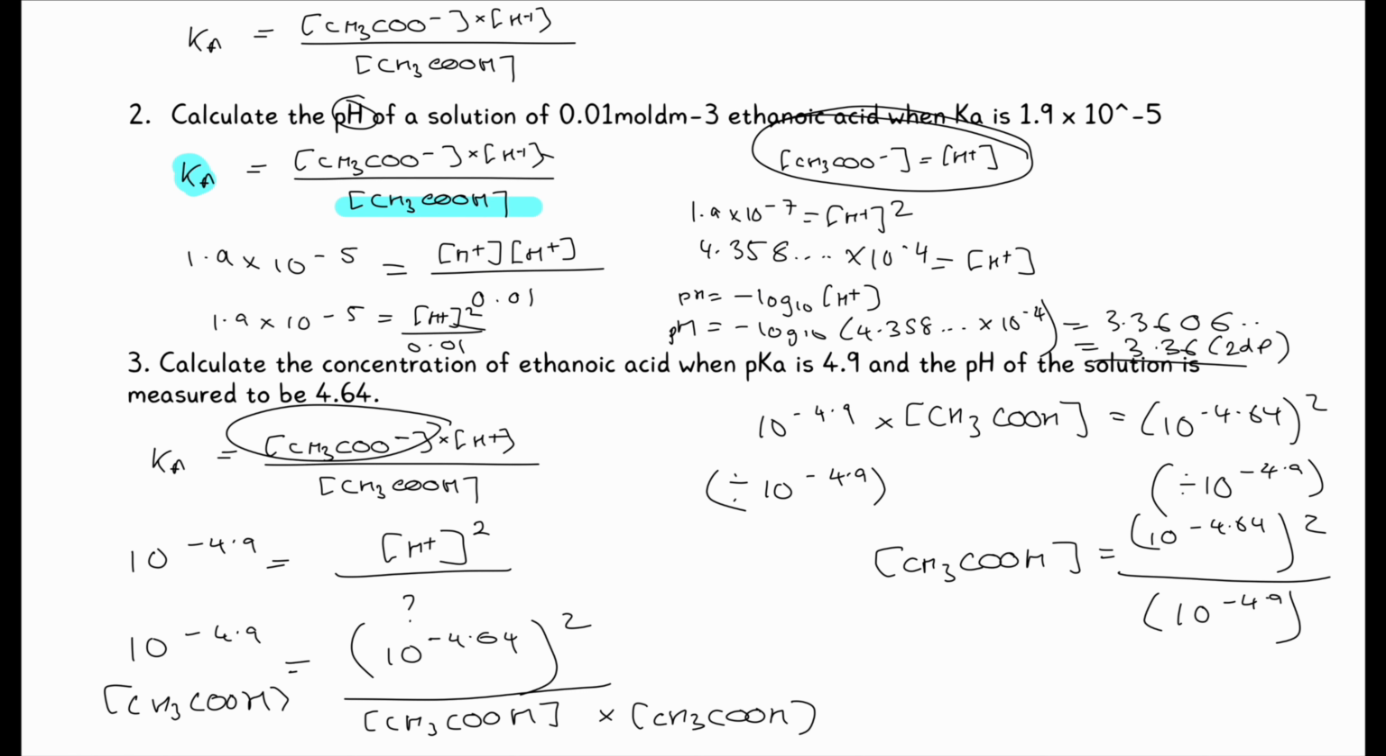10 to the minus 4.64 squared divided by 10 to the minus 4.9. Don't forget the minuses, it's very easy to make that slip up.